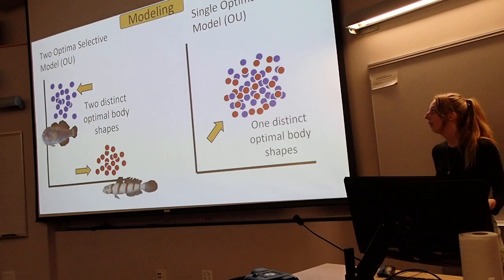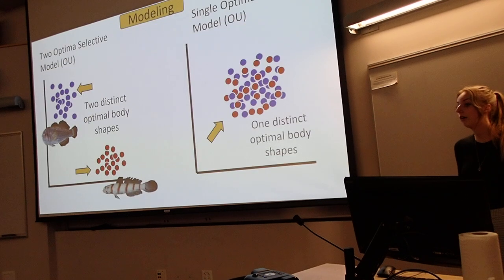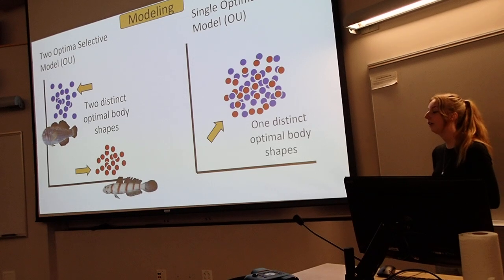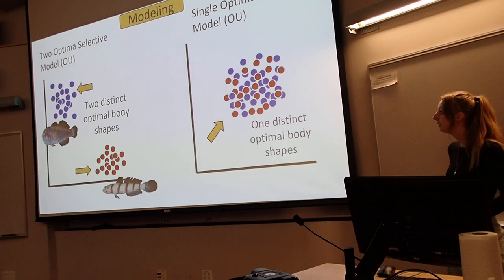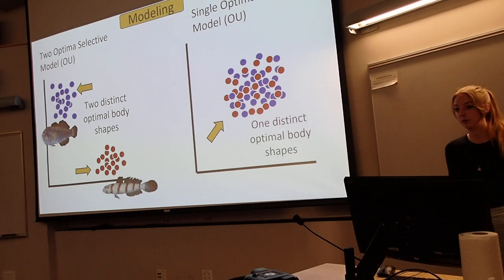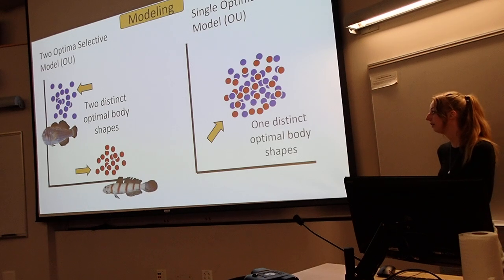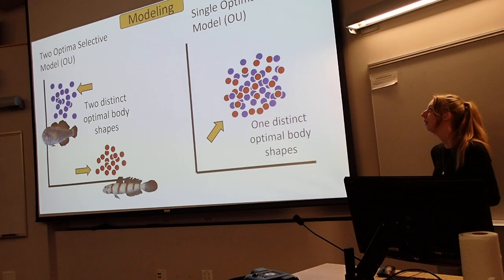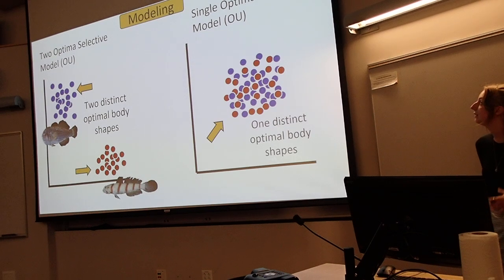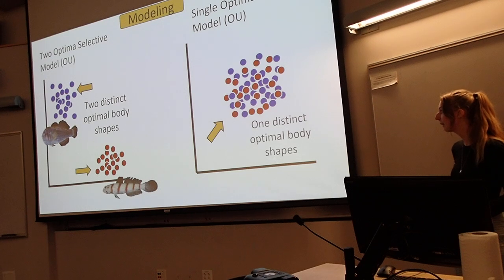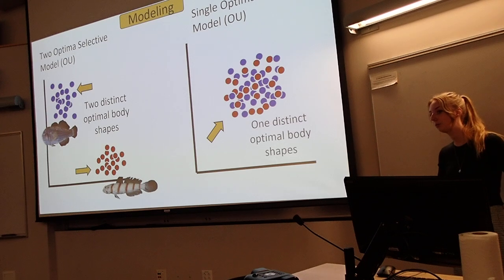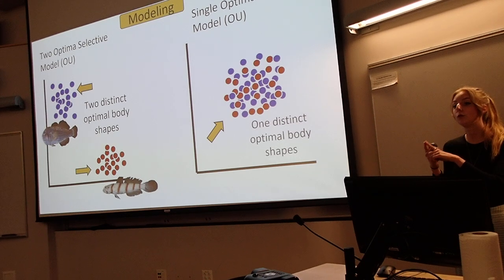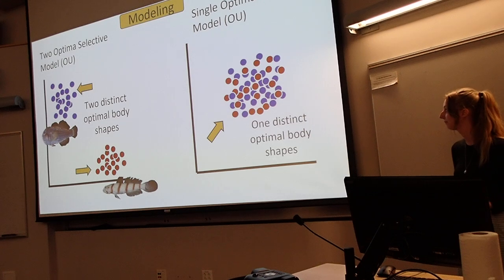So with this idea of constraint, we also have to think about why are they constrained? And that gets to the idea of selection. So we can model this in two different types of models where we expect to see two slightly different things. Our hypothesis is that there are in fact two distinct optima, which would mean shrimp gobies are constrained and have to have one type of body shape. The alternative, though, is we could see this single optimum selective model in which there's one distinct body shape. No matter what kind of goby you are, shrimp goby, non-shrimp goby, selection is actually going to pull you to one body shape for everybody.